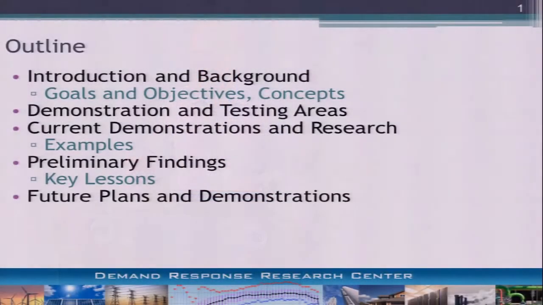So a little bit of background. Some of the areas that we're interested in performing demonstrations and testing on, how well we've worked our way through that list to date. We just finished laboratory implementation probably about 6 to 8 months ago, and now we're starting to work our way through some of the first preliminary results, which I'll get into later. Key lessons that we've learned, and also a little bit about future demonstrations.